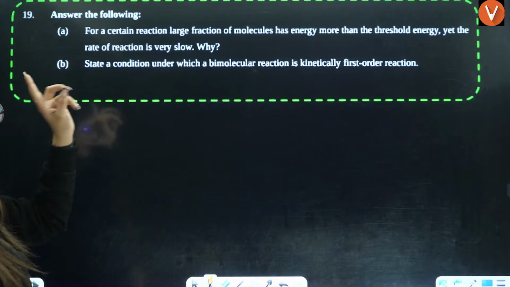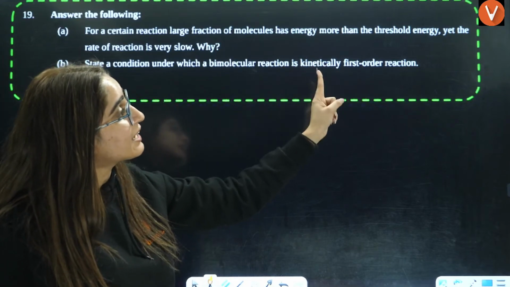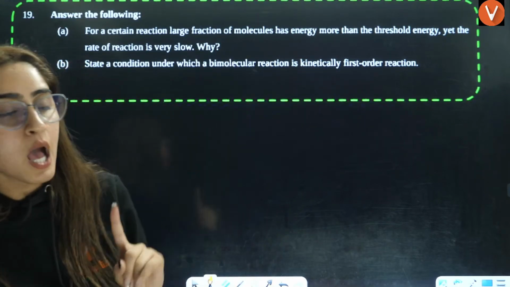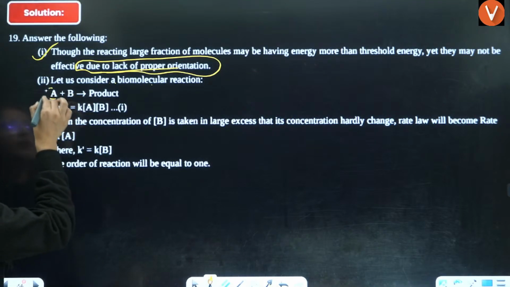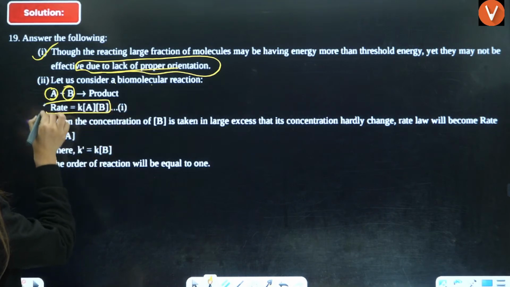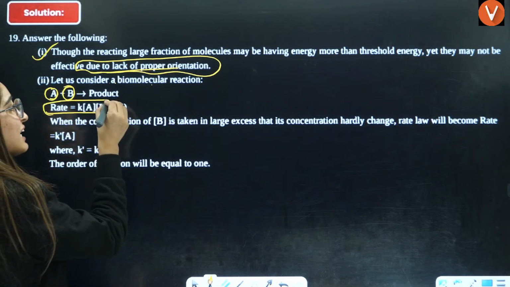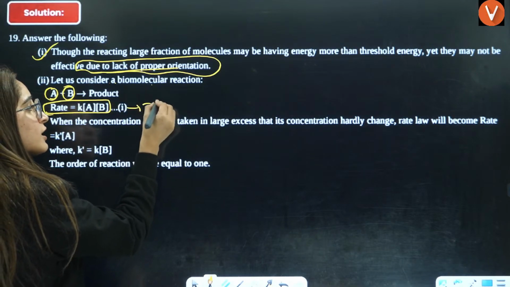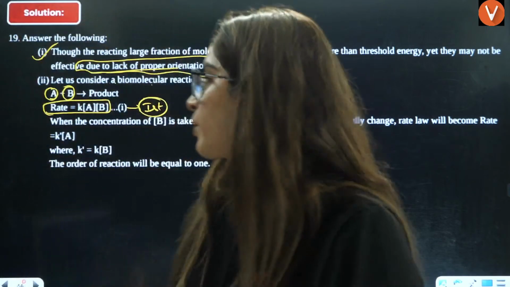Second is, state a condition under which a bimolecular reaction is kinetically a first order reaction. Bimolecular means, for example, two reactants over here. Still we are saying the rate is A raised to power 1, B raised to power 1, but we are saying that it is still first order. That means one of the reactants should be in excess.